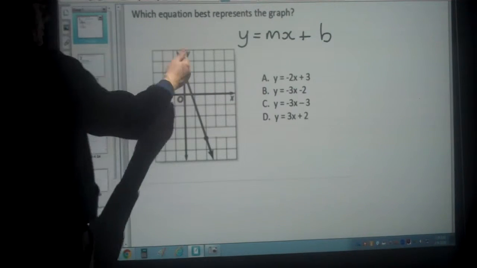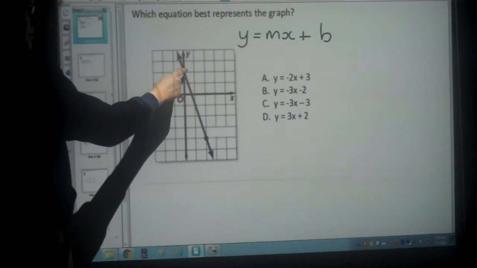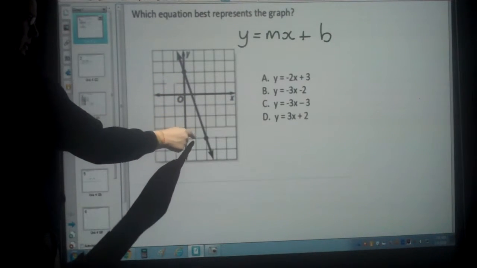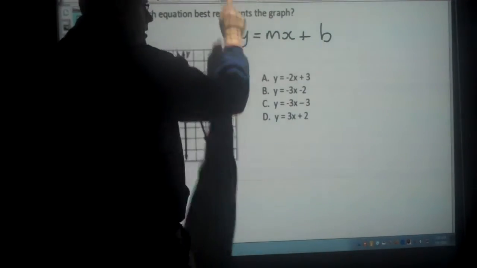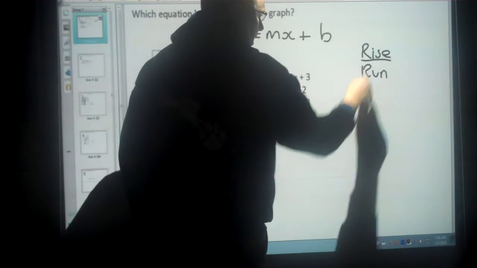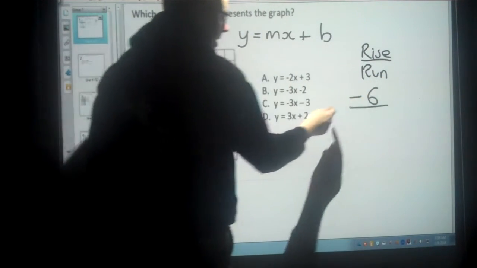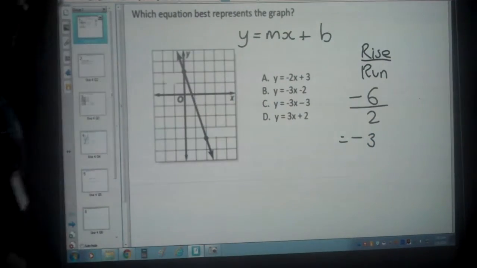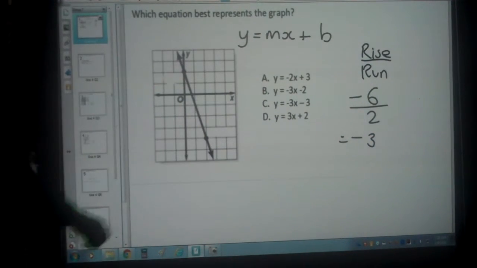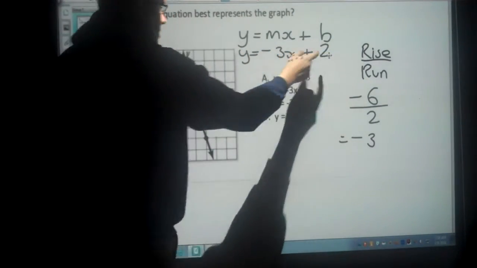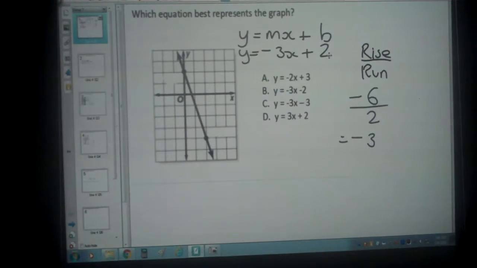The reason it's -3 is, if we do our rise over run calculations, I can see this goes down 1, 2, 3, 4, 5, 6 squares, and then across 2 squares. So if I do my rise over run, as we go down I give it a negative sign, so I went down 6 squares, across 2 squares, and if I work that out, it's -3. So the answer to this equation should be y equals -3x plus 2. Plus 2 again, because it went through 2 on the y-axis. So actually there is a problem with this question.